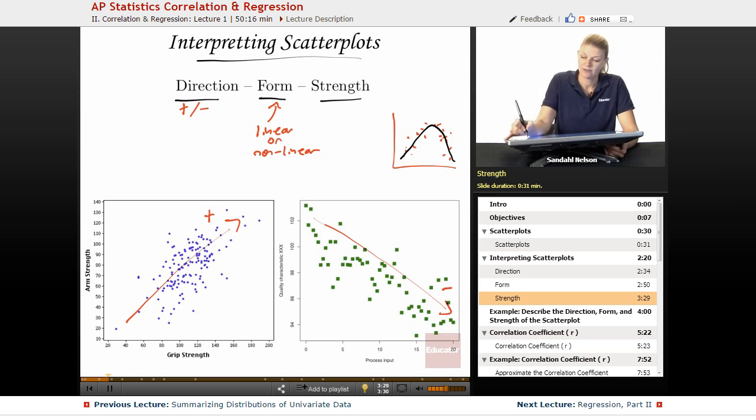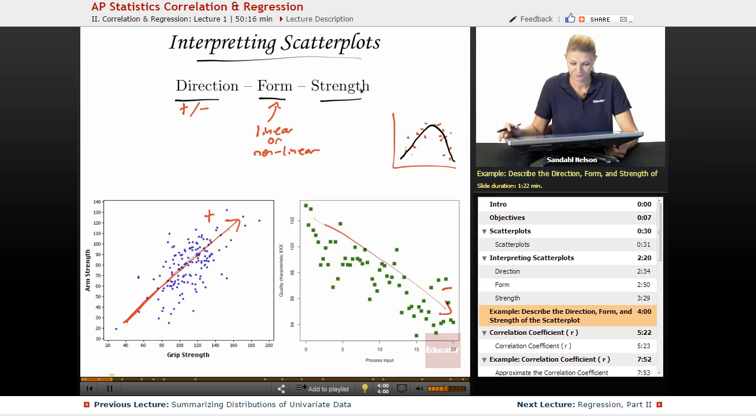And then strength. Strength means how close are these dots to a line that goes through them. If we have a best fit line, how close are these dots to that line? That tells you how strong it is. And we can say that it's weak, moderate, or strong. We'll talk about a measure of that in just a second. So remember, we want direction, which is positive or negative. We want form, which is linear or nonlinear. And then we want strength, which is weak, moderate, or strong.